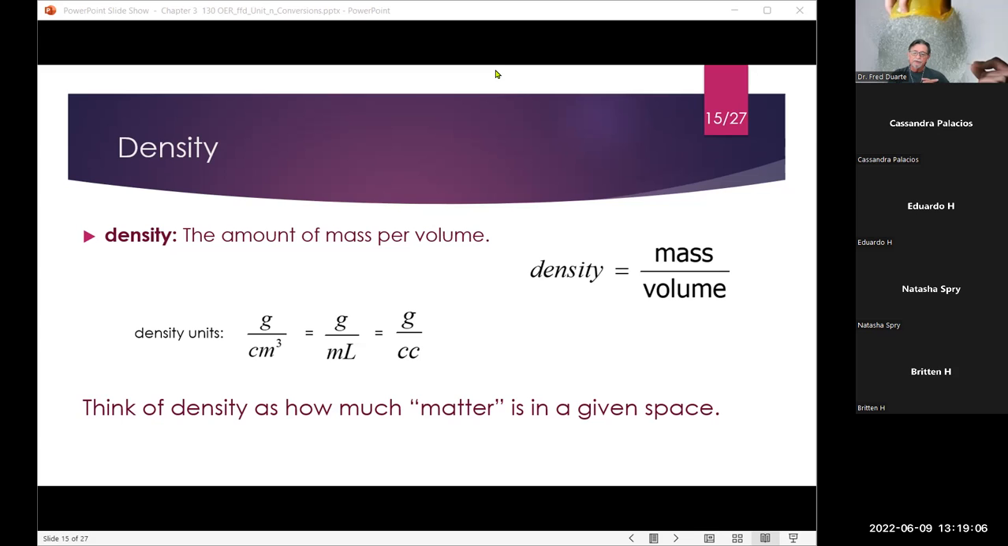But what about the feathers? It depends, right? Because we know that the feathers are squishable. So the density of those feathers could vary. I could squish them enough where they can actually be as dense as that steel. And so the answer for that question is it depends. It depends on the volume of the feathers, okay? Density is a ratio, keep that in mind.